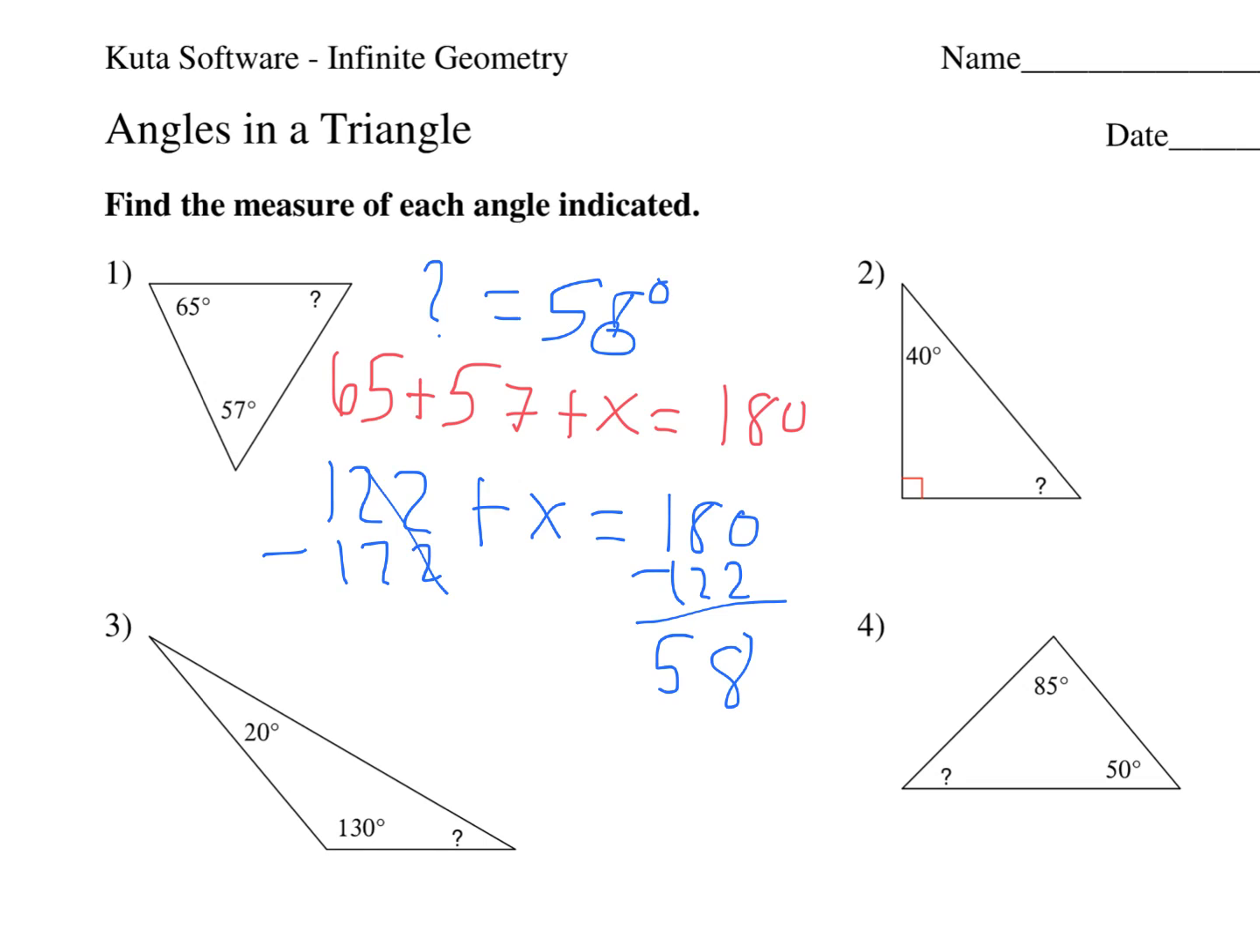So the next one that I'm going to show you is this one. I'm actually going to show you the shortcut this time. So we know that's 90. Let's label that immediately. So instead of having to put this whole big algebraic expression that I did right here, you can actually just do 180 minus 40 minus 90, and that'll give you the same thing. So 180 minus 40 minus 90 equals 50. So the question mark equals 50 degrees.